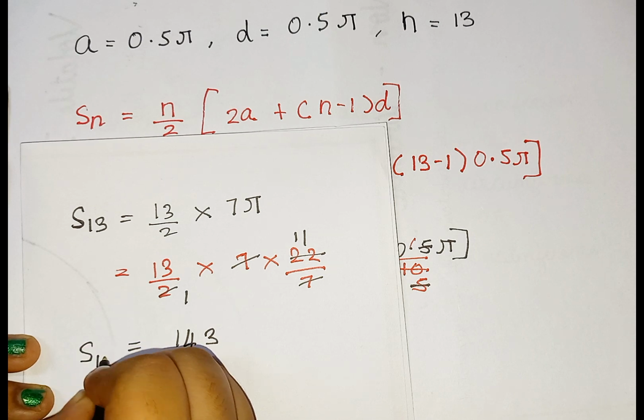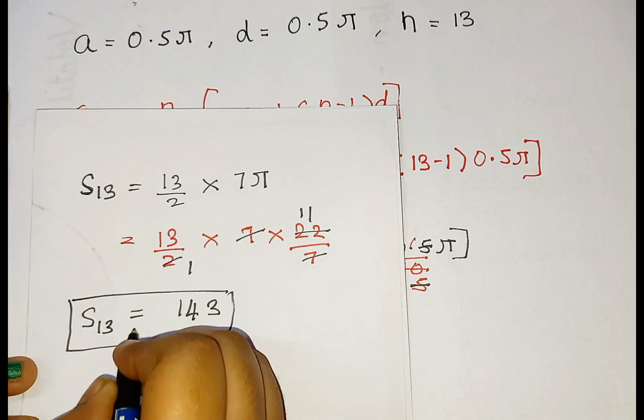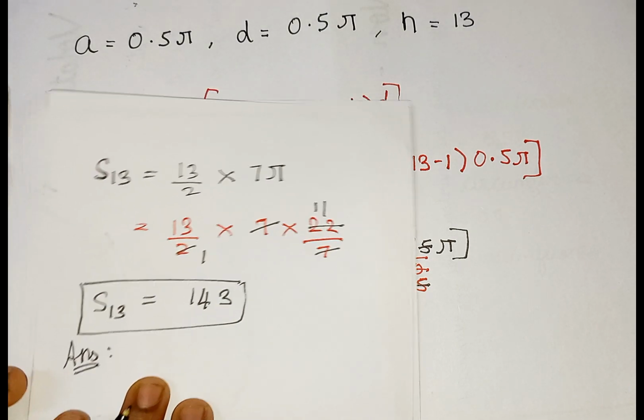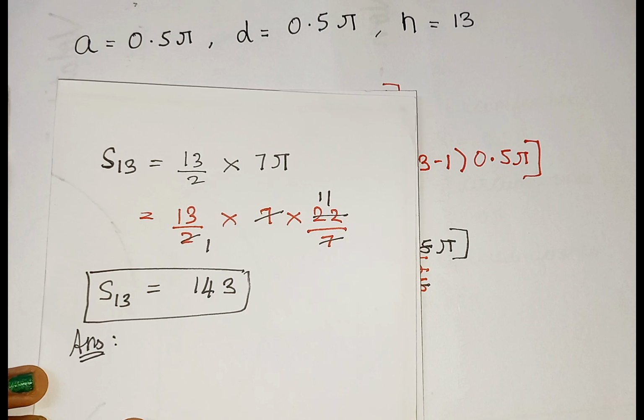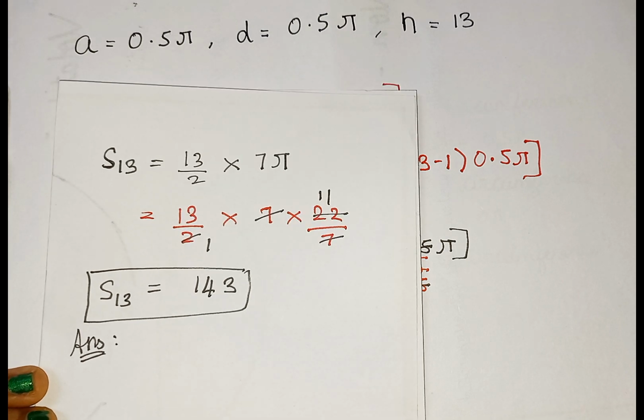Finally we got the length, right? So this is our answer. What is the answer, guys? For 13 consecutive semicircles, the length is 143. So this is our answer. Finally we found the answer.